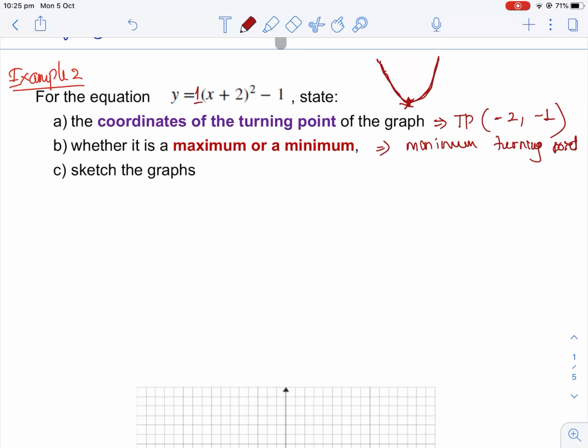When you expand this, it turns into y equals x squared plus 4x plus 4, take away 1. So the coefficient in front of x squared is 1, and if the coefficient in front of x squared is positive, then you're going to have a minimum turning point. Now sketch the graph using turning point form. The turning point is (-2, -1).